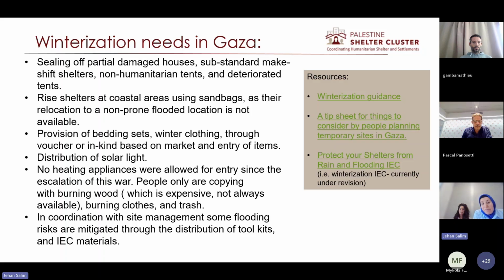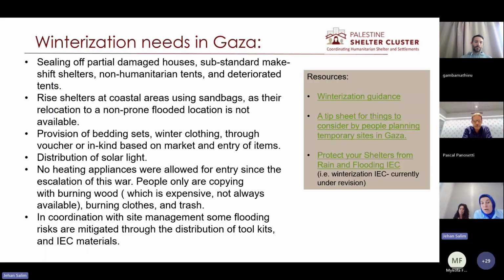Then one thing that is also limited, but it's an option, because of the limited entry of items, is bedding sets and winter clothing. Because of the limited entry, some partners started to do it through vouchers, if the market is allowing that. Of course, this needs a lot of market assessment and coordination. But this is another option.